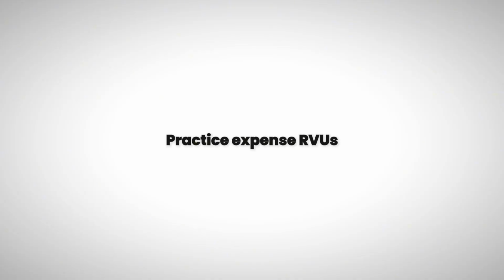The second one is practice expense RVUs. This is going to cover your overhead, things like staff, equipment, supplies, rent, and operational costs. Third is malpractice RVUs. This accounts for the liability risk associated with different services. Higher risk specialties typically have higher malpractice RVUs.